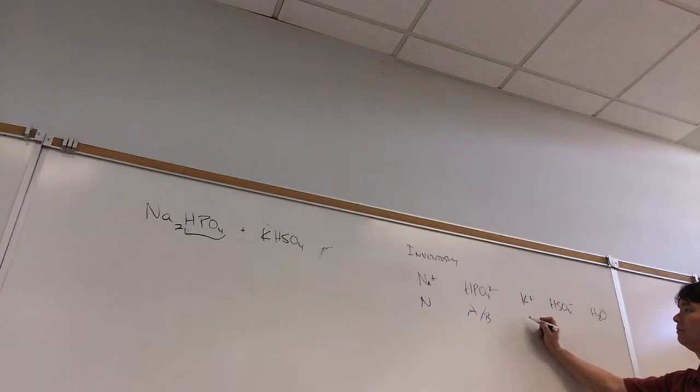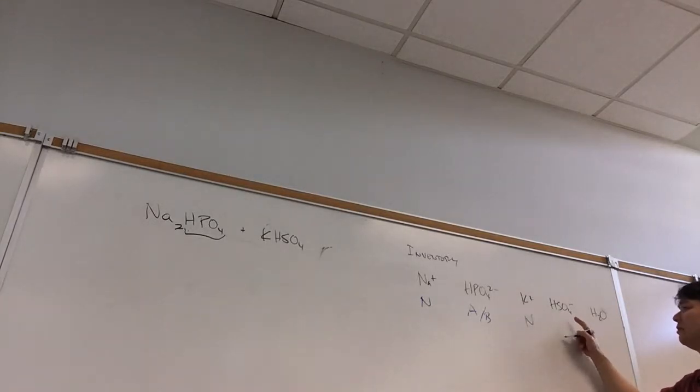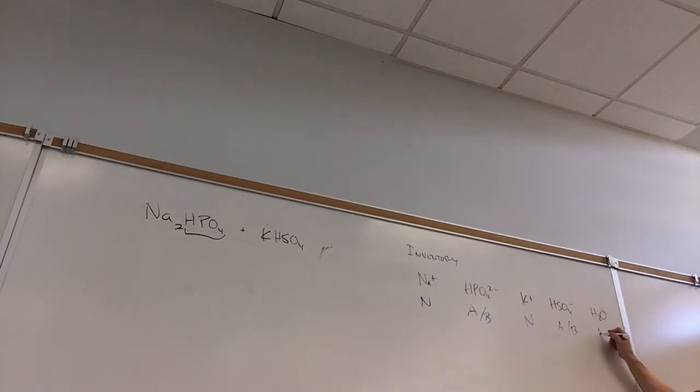Potassium ions, neutral. Hydrogen sulfate, acid base. Hydrogen sulfate's a much better acid than its base, but we don't care. We're just saying it can be either. We're going to figure that out all later. Water is acid base. And so we have three acids. Which one's the best? HSO4 minus. Just look at the chart there. HSO4 minus is right on the border of weak and strong acids.